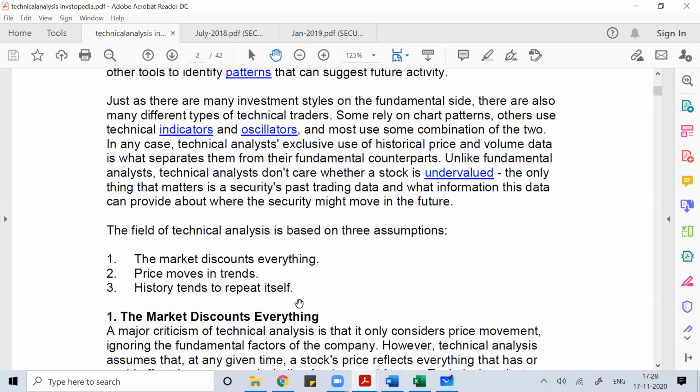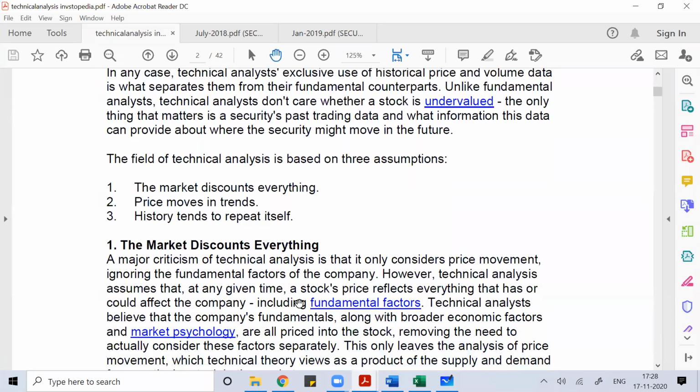Technical analysis is based on certain assumptions. The first is that the market discounts everything. The second is that the price moves in a trend. And the third is that history tends to repeat itself. This is a very important thing in technical analysis. This is what we always try to do: figure out the patterns which can repeat, which means which can come again.